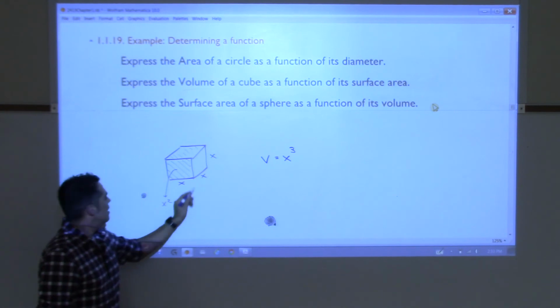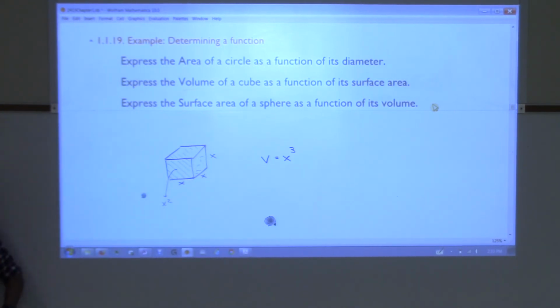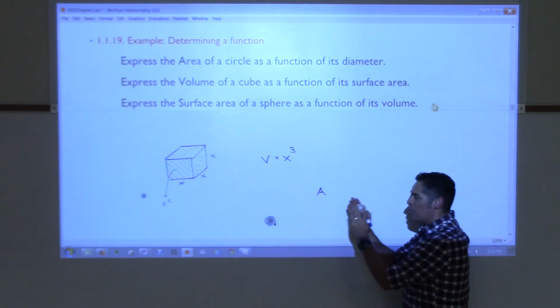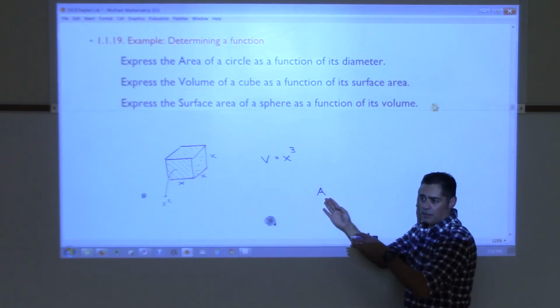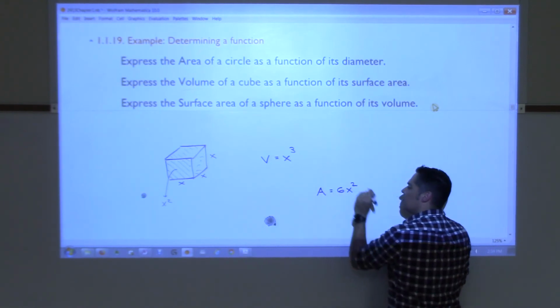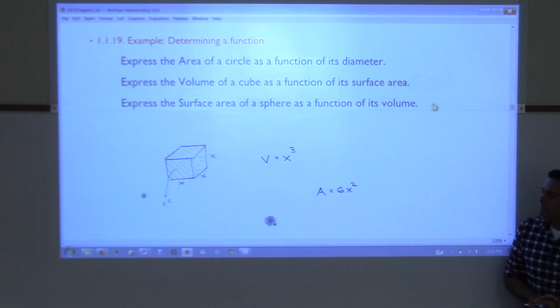X squared. And so is this one. And then there's backs under, right? How many of them total? 6 of them, right? Agreed? So I'm going to write this over here. I mean surface area here, all right? Surface area of that cube is 6x squared. You with me? Sure?